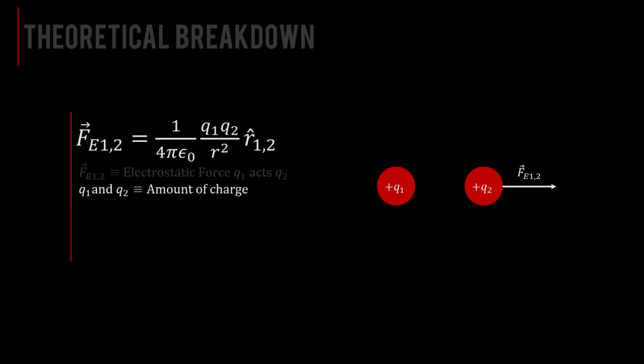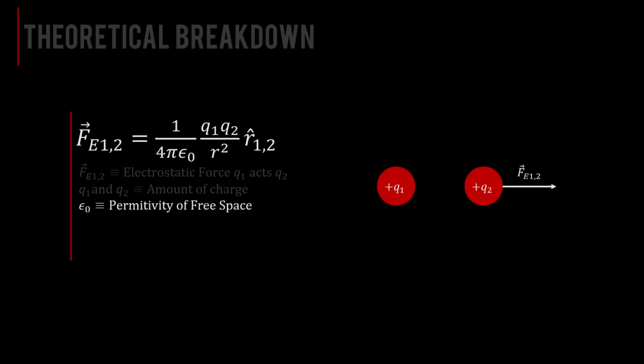Q1 and Q2 are the amount of charge. So we're going to go through this in a little bit more detail afterwards. Here, they're both going to be positive. And so you see in this equation, we're not using an absolute value. We're just plugging in the charge, whether it's positive or negative. In this case, they're both positive.